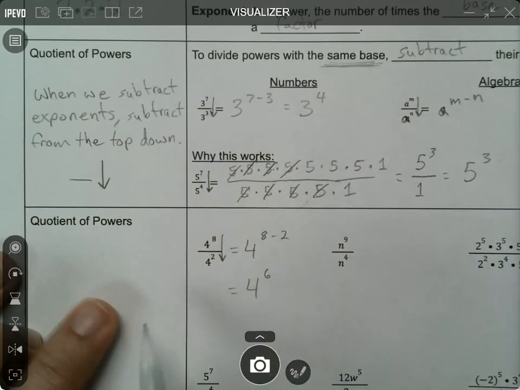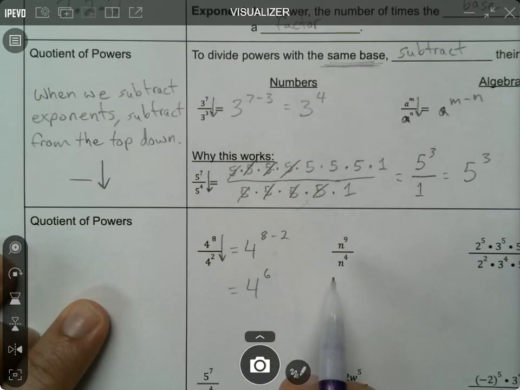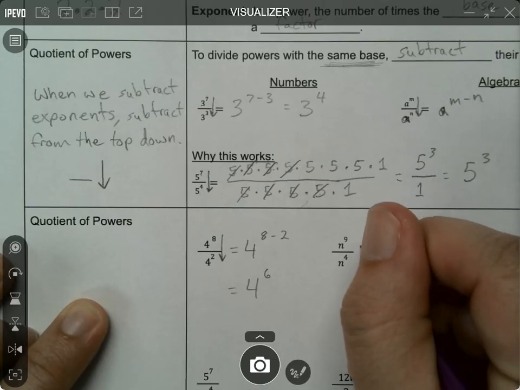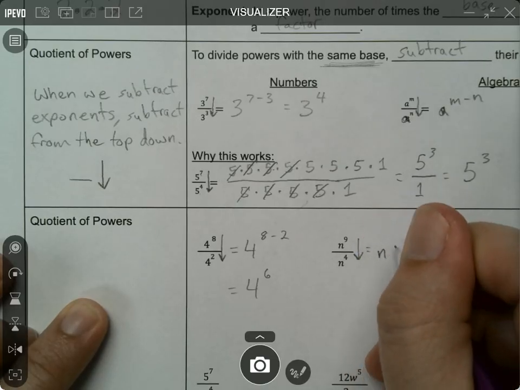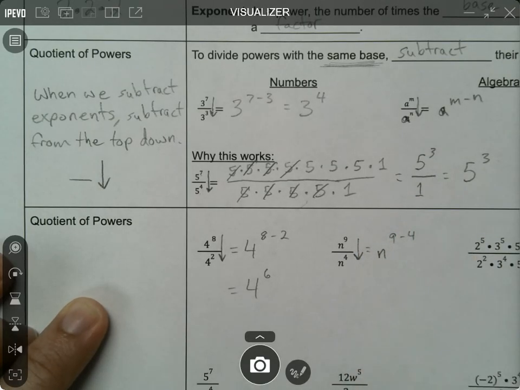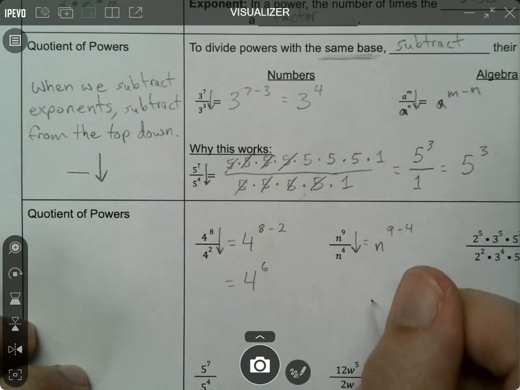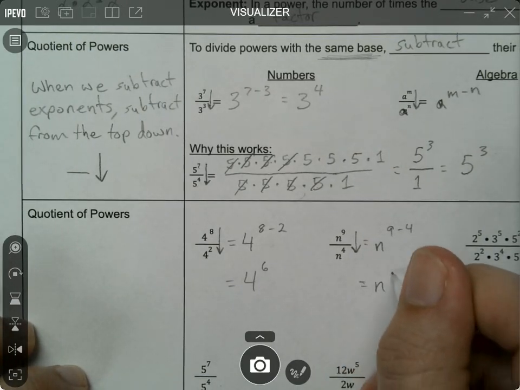Okay. Works with numbers just like it will with variables. Again, from the top down, so this would be n to the 9 minus 4. All right. What is 9 minus 4? 5, right?